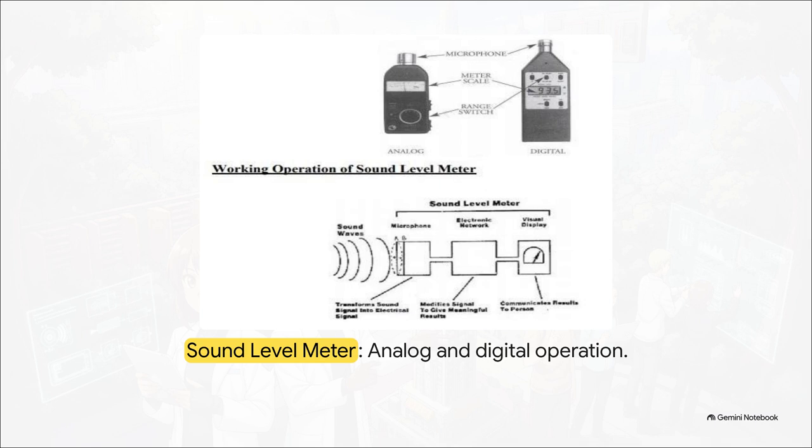Basically, a microphone captures acoustic sound waves and transforms them directly into an electrical signal. That raw signal then passes through an internal electronic network that modifies and weights it, essentially translating raw physics into a meaningful, standardized metric. Finally, it communicates those actionable results to an analog or digital display. Getting this precise measurement is the absolute critical first step before the real acoustic engineering can begin.